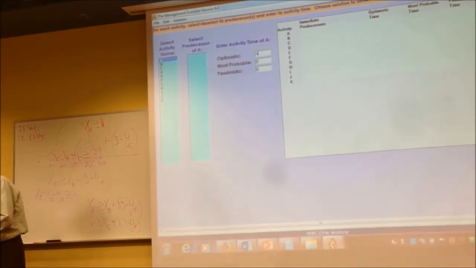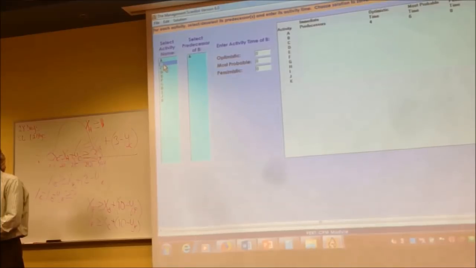Did we do this already? No. Okay. 4. Trying to remember, but if I hit enter, I think it's going to stop, so I have to hit my pointer. 6. I have to hit the pointer, I think. 8. Now I'm going to go to B. Is B preceded by any activity? No. Okay. So what are the 3 times for B? 1, 4.5 and 5.